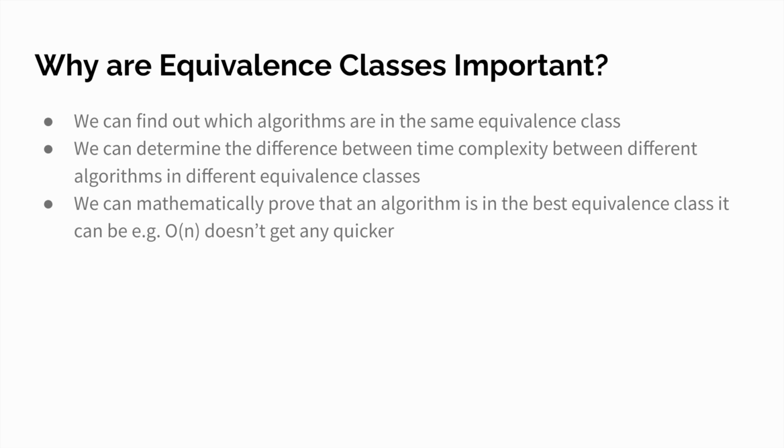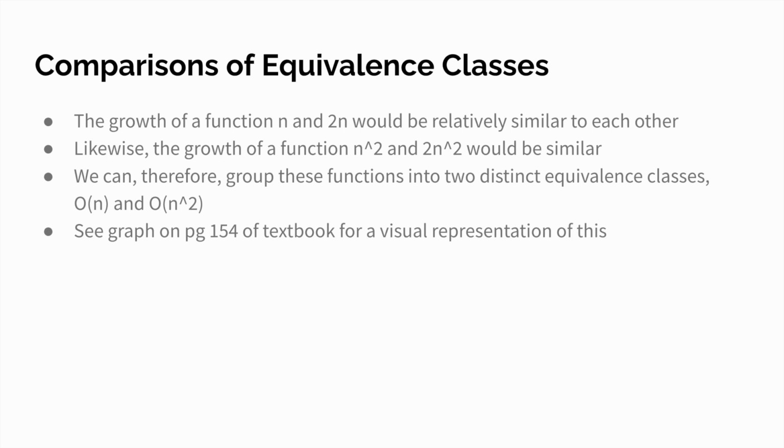So O(n) doesn't get any quicker. You can't make that more efficient. That's about as efficient as it gets. Then we can also compare equivalence classes. So the growth of a function n and 2n would be relatively similar to each other on the graph. Likewise, the growth of a function n squared and 2n squared would be similar to each other. So we can group these two functions into two distinct equivalence classes, O(n) and O(n squared).